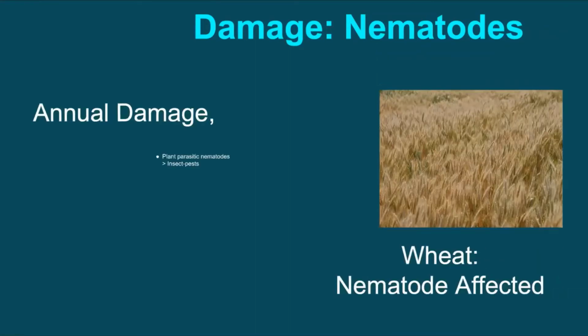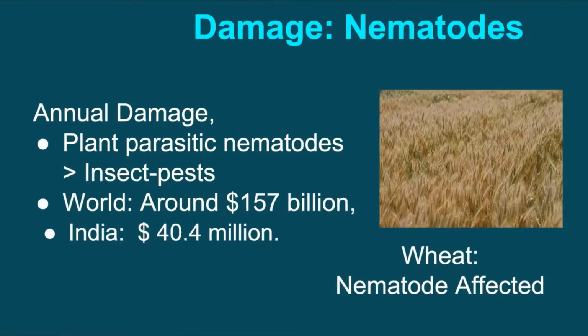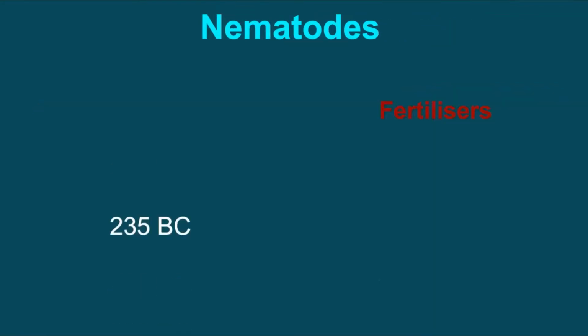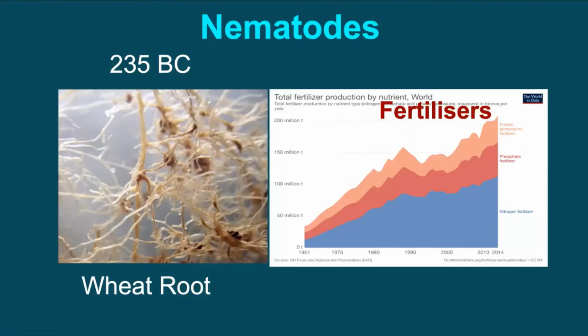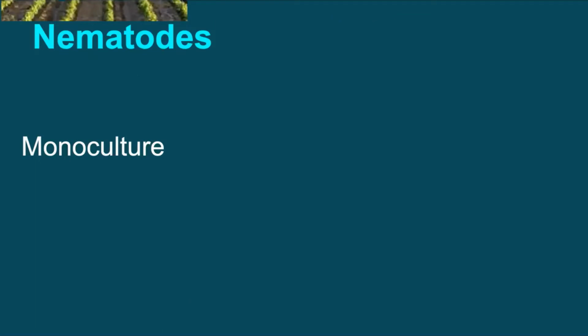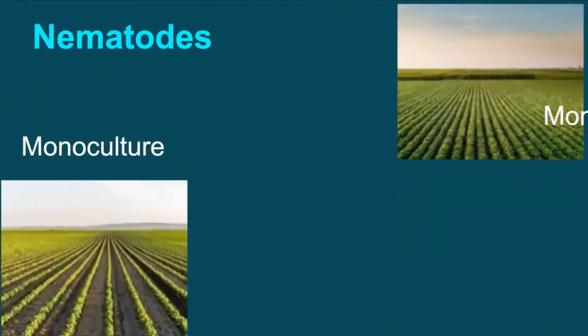According to an estimate, compared to insect pests, plant parasitic nematodes cause much more damage annually. In monetary terms, worldwide loss was projected to be around $157 billion, while in India, it is 40.4 million US dollars. Evidence suggests the initial presence of plant parasitic nematodes to have occurred around 235 BC as galling in wheat. However, conventional cultivation practices like enhanced application of fertilizers, minimal or no use of organic matter, and frequent cultivation of crops on the same land, that is monoculture, favor nematode growth in the soil.